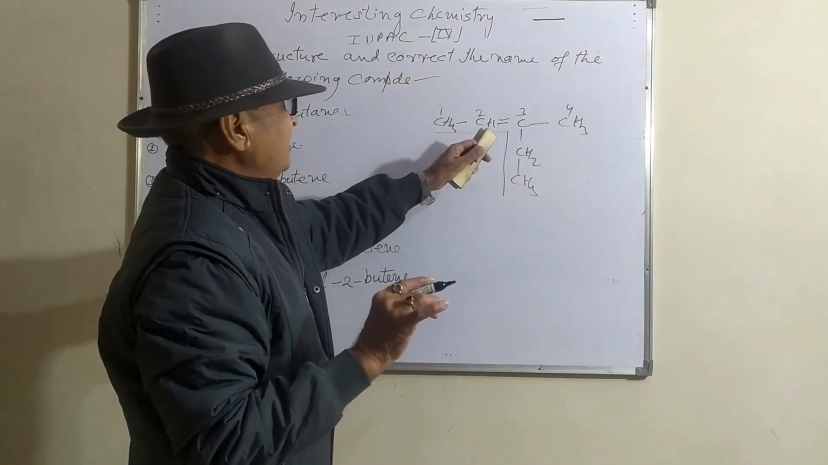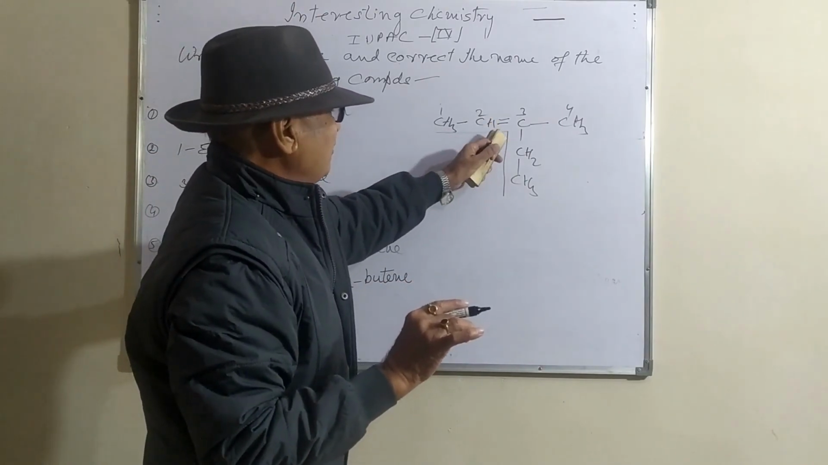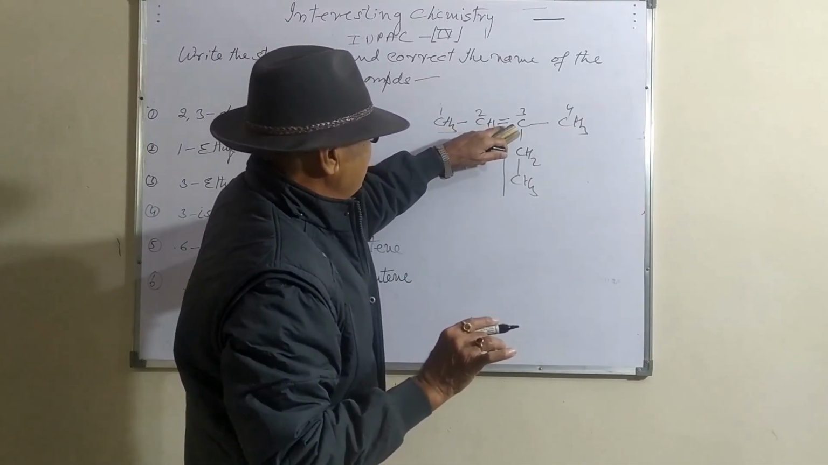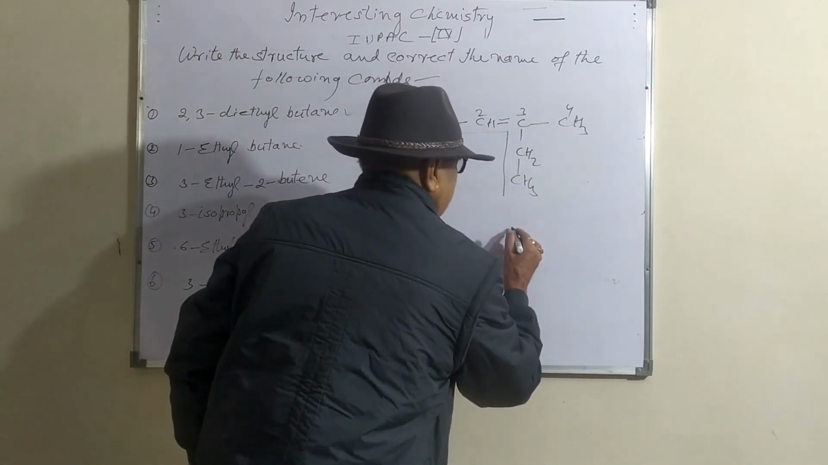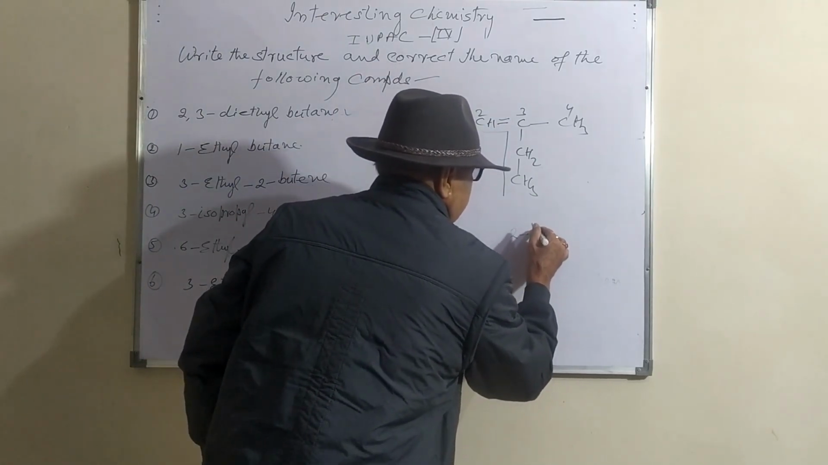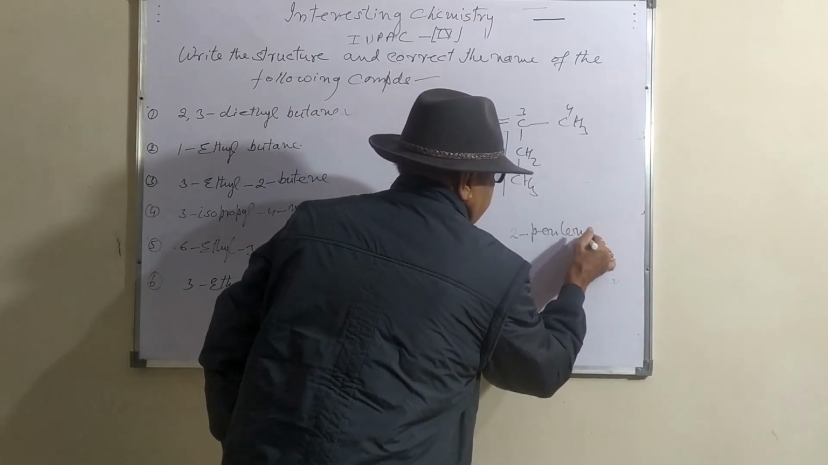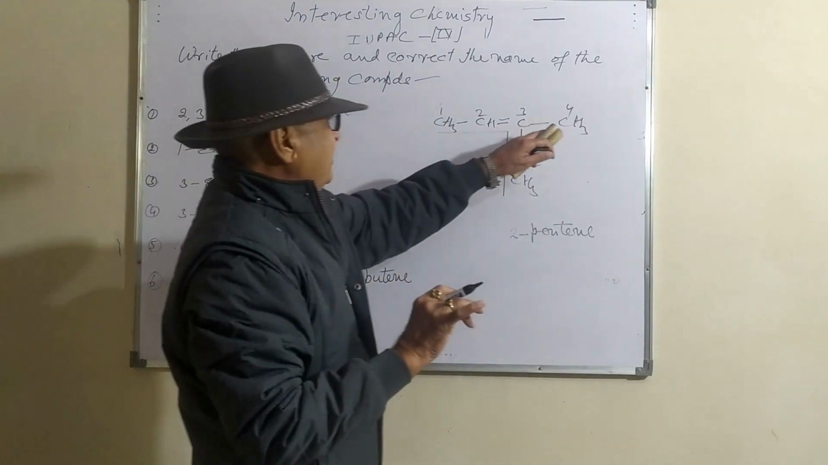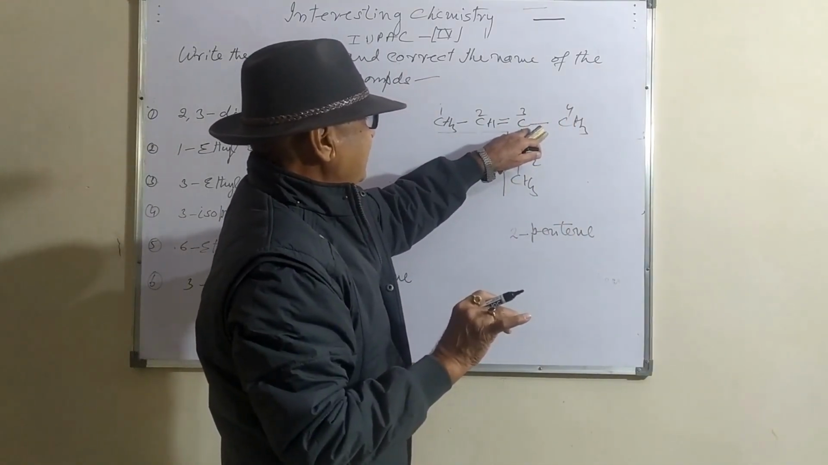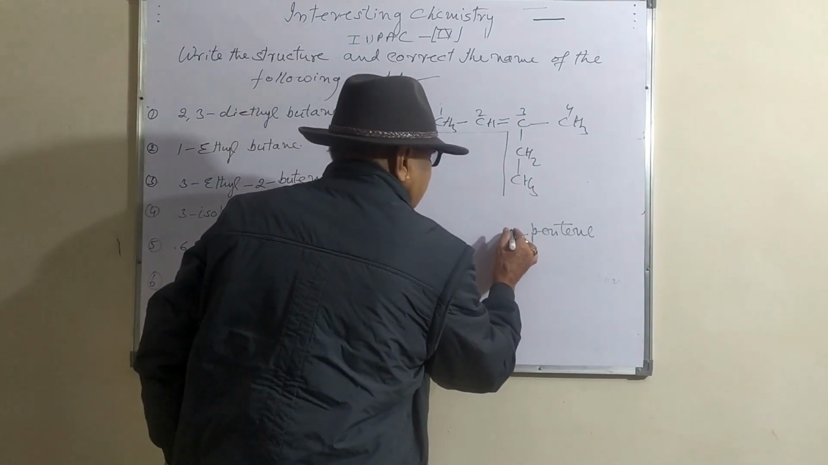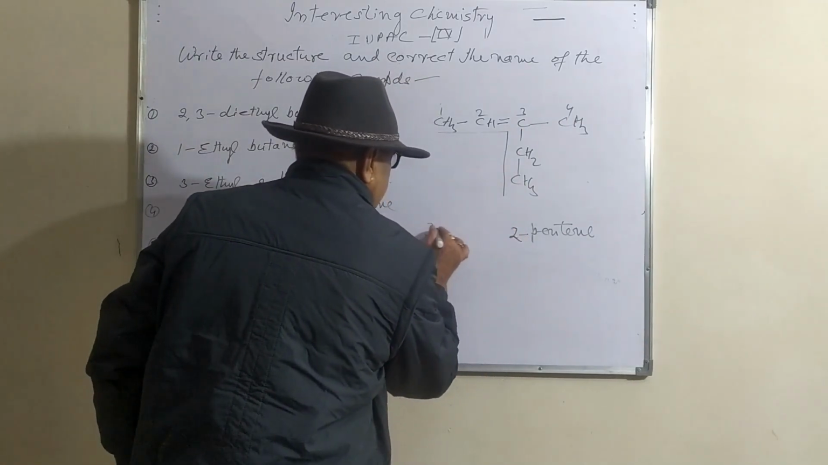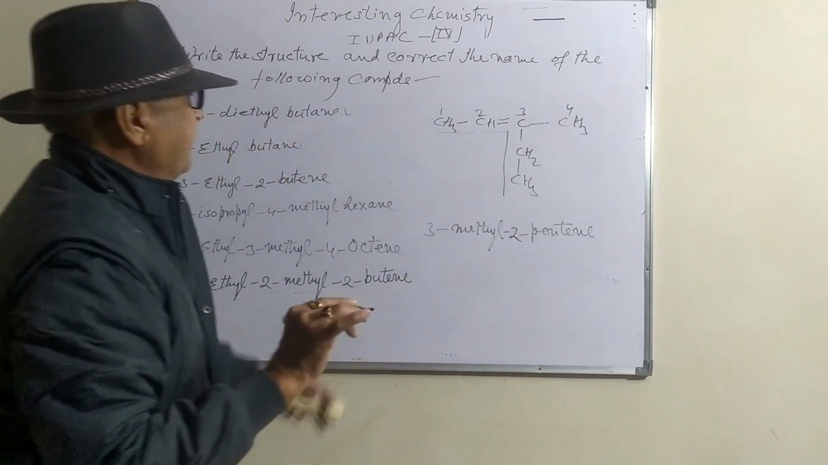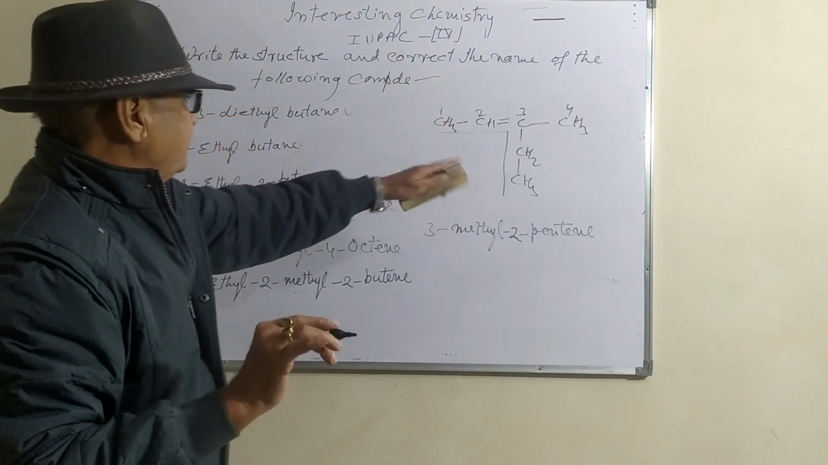When you show the location of the double bond, you should start the numbering from here. So this is the double bond. The parent compound is 2-pentene. And now the methyl group is located on the 3rd carbon. So the correct name of this compound is 3-methyl-2-pentene.